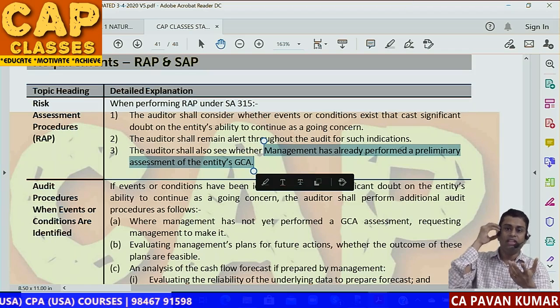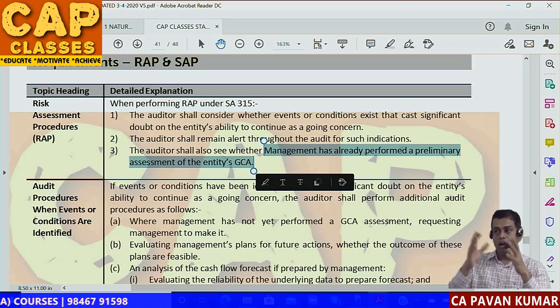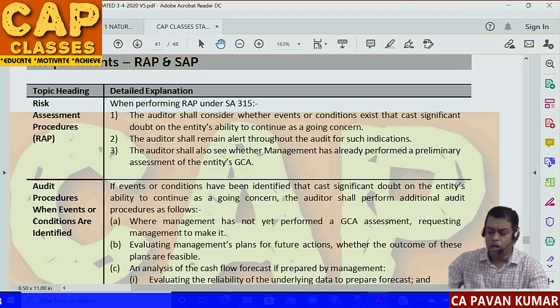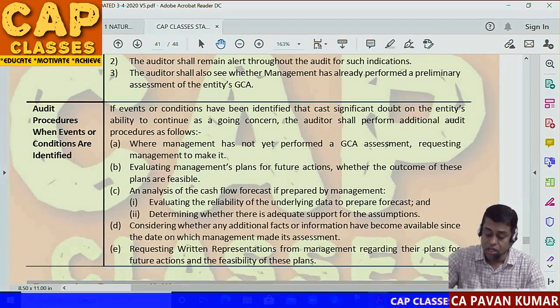Bold, no? Then he will understand whether management is lying or whether management is doing the going concern assumption properly or not. Based on that, he'll modify his audit report if required. Okay, now what are the audit procedures?